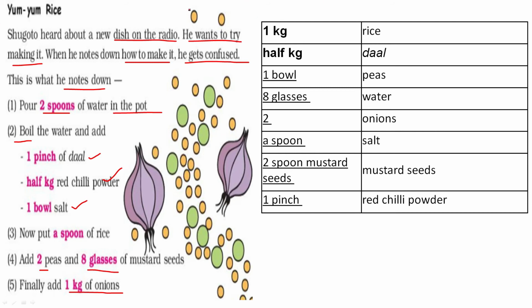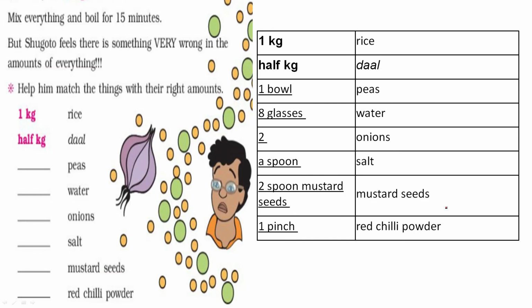But actually it should be in this order. 1 kilogram of rice, half kg of dal, 1 bowl of beans, 8 glasses of water, 2 onions and 1 spoon salt, 2 spoon mustard seeds and 1 pinch of red chili powder. Mix everything and boil for 15 minutes.